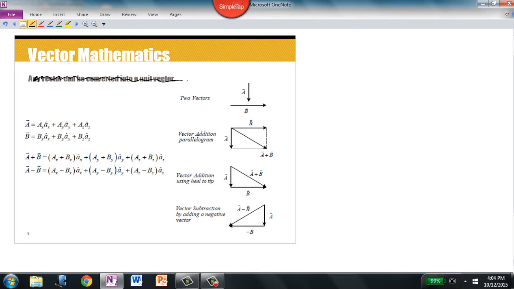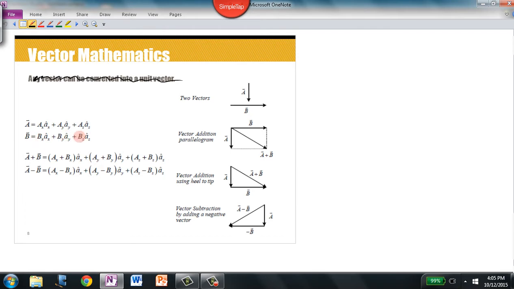If we've got two vectors, to add them or to subtract them, we just add or subtract the corresponding components for each of the directions in the coordinate system. So if I have a vector A with an x component, a y component, and a z component, and a second vector B with similarly an x, y, and z component, the sum of those two vectors is the x components added together multiplied by a hat x, plus the y components summed and multiplied by a hat y, plus the z components summed and multiplied by a hat z.